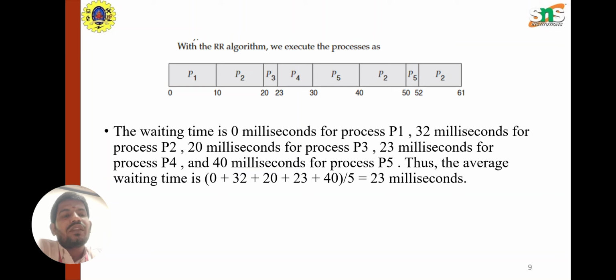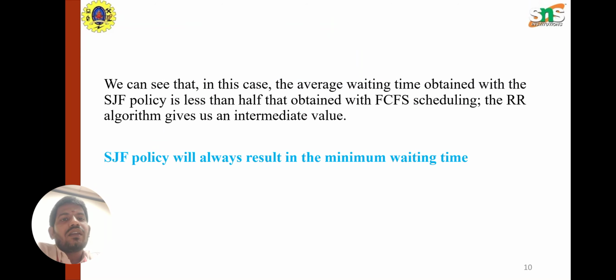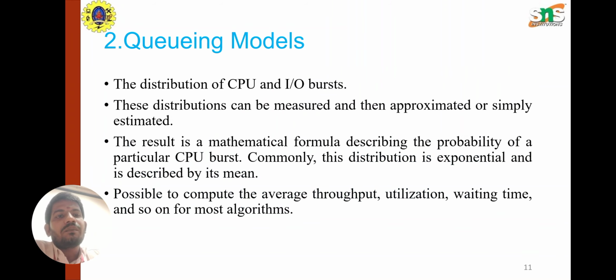With the round robin algorithm, we execute the processes P1, P2, P3, P4, P5, P2, P5 until they complete. The waiting time is 0 milliseconds for process P1, 32 for P2, 20 for P3, 23 for P4, and 40 for P5. Thus the average waiting time is 0 plus 32 plus 20 plus 23 plus 40 divided by 5, equal to 23 milliseconds. We can see that in this case the average waiting time obtained with the shortest job first policy is less than half that obtained with first come first served. Round robin gives an intermediate value. The SJF policy will always result in the minimum waiting time.